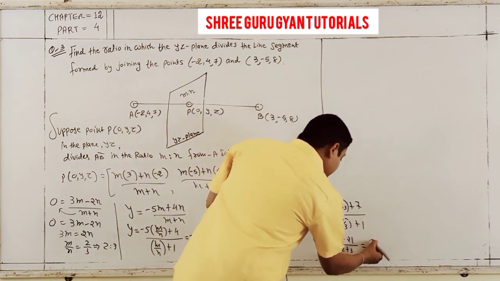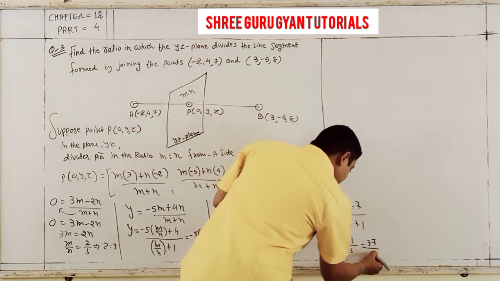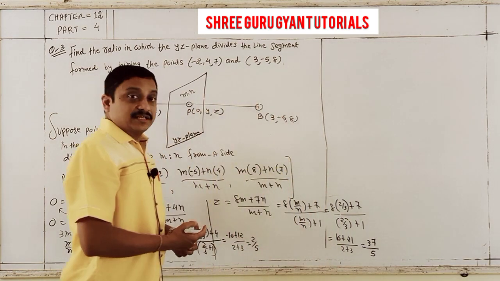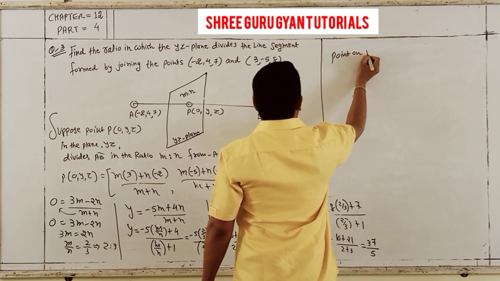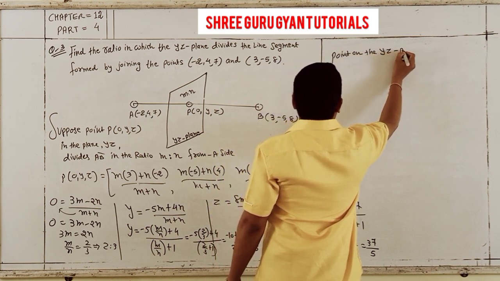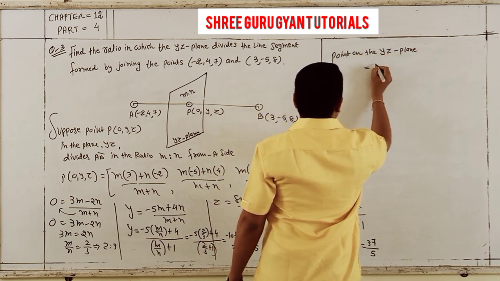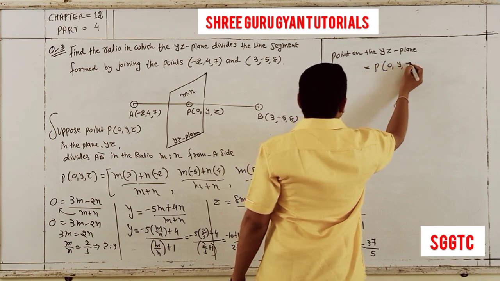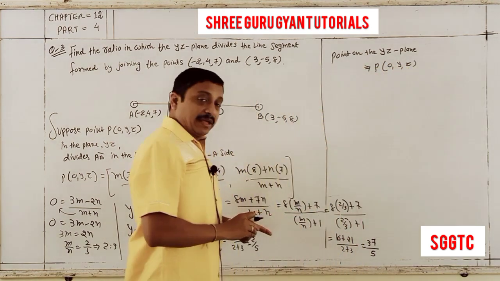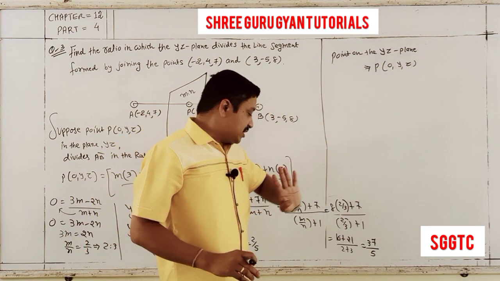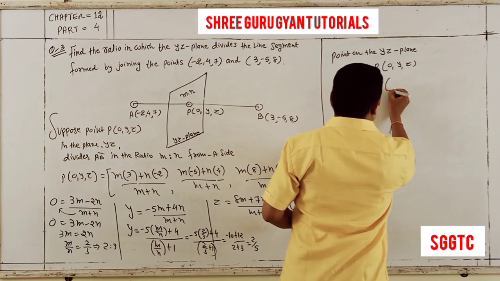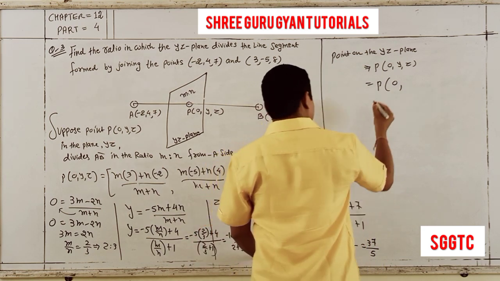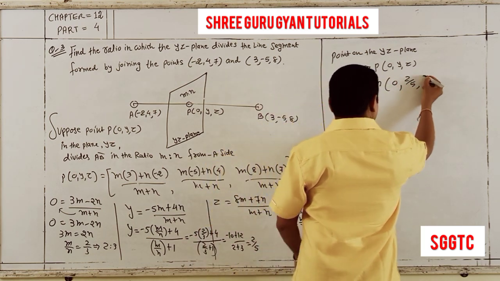It means 6 plus 1 is 7, 2 plus 1 is 3, 37 by 5. And so the point on the YZ plane is P(0, Y, Z). Students, one more time I am checking: 16 plus 7... 3 is 21, 7, and 37 by 5, and that's my answer, students: P(0, ...). Your Y becomes 2 by 5, but Z becomes 37 by 5.